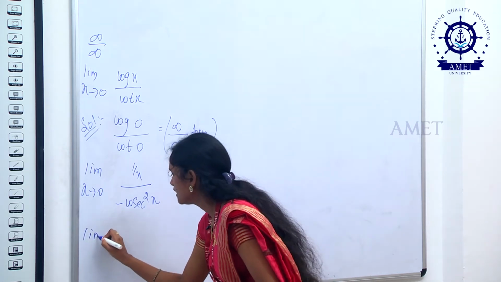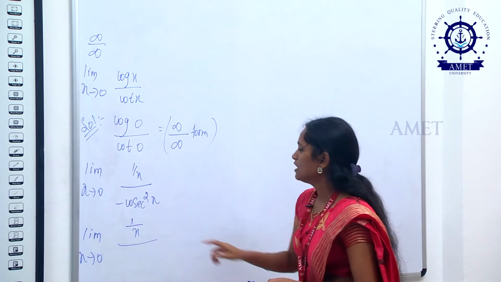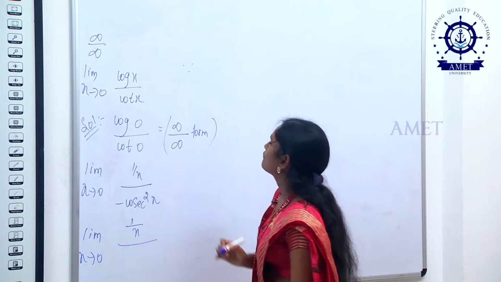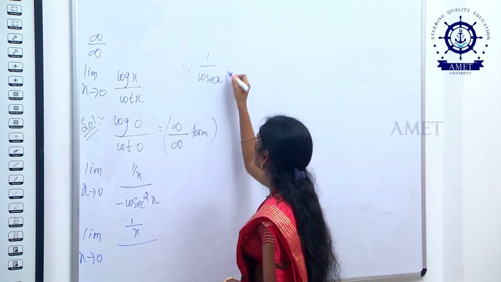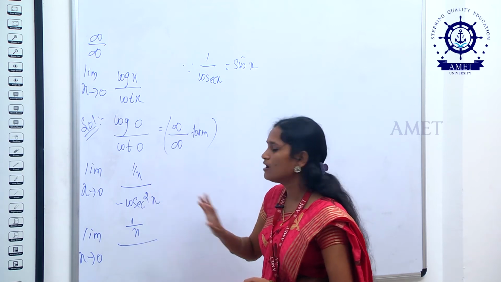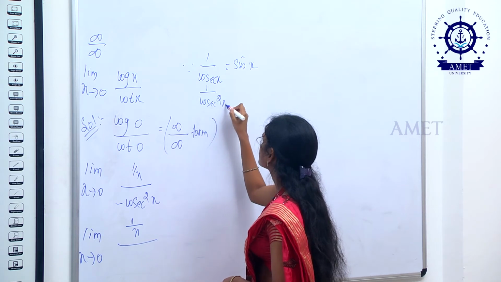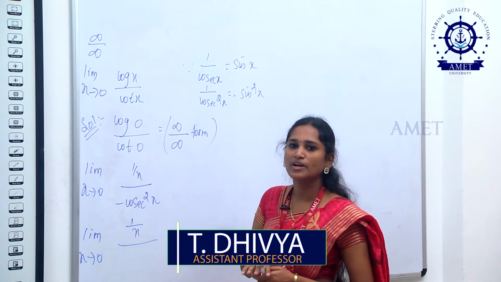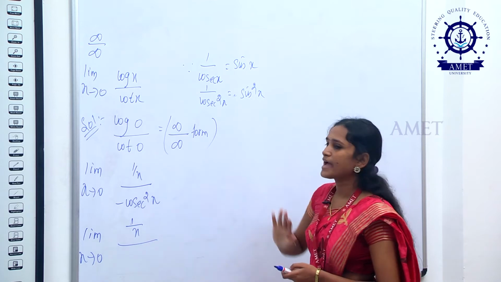What does that mean? Limit x tends to 0, (1 by x) divided by 1 by cosecant squared x. Earlier you know one of the formulas: 1 by cosecant x is nothing but sin x. Here your problem is 1 by cosecant squared x, which is nothing but sin squared x. So I have to replace 1 by cosecant squared x with sin squared x.